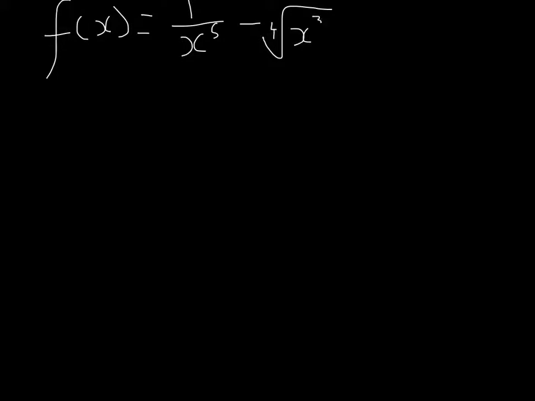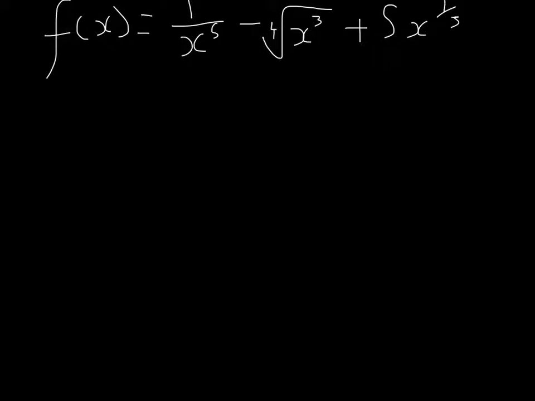Hi guys, I just want to go through a few of the trickier questions in calculus. We'll start off with a differentiation question. So let's just say I have a function of x which is equivalent to 1 over x to the power of 5 minus the fourth root of x cubed plus 5 times x to the power of a third.